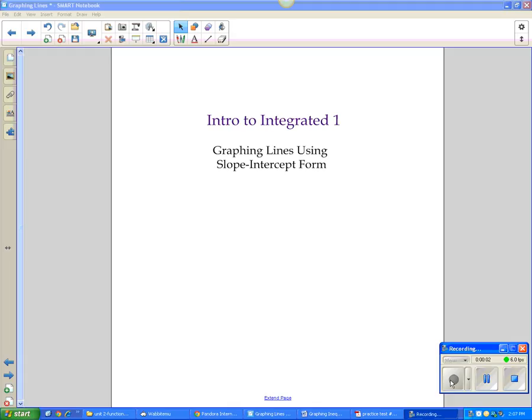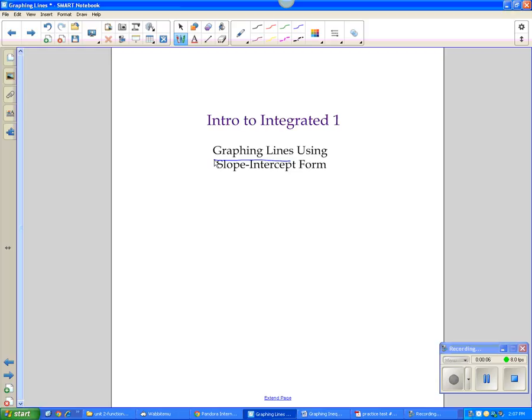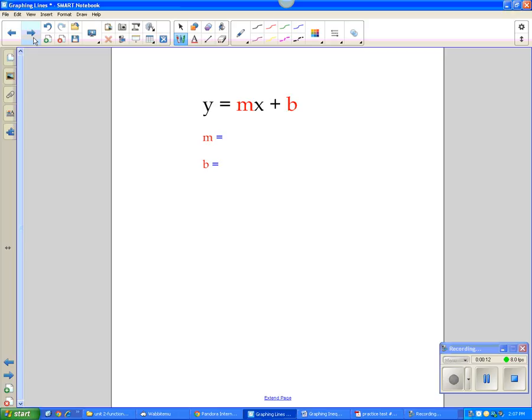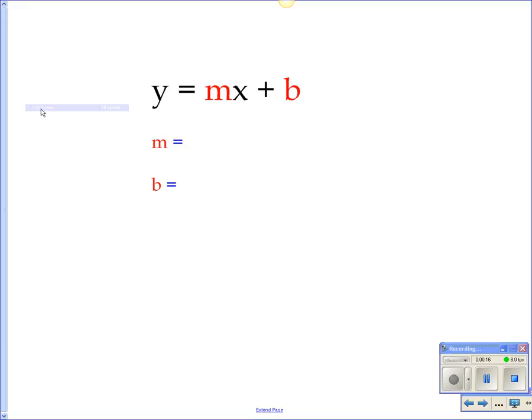Okay, so today's lesson is on actually graphing lines. We haven't done that yet this year. You may remember it from last year. But let's go ahead and start. We want to review what our formula means, y equals mx plus b.